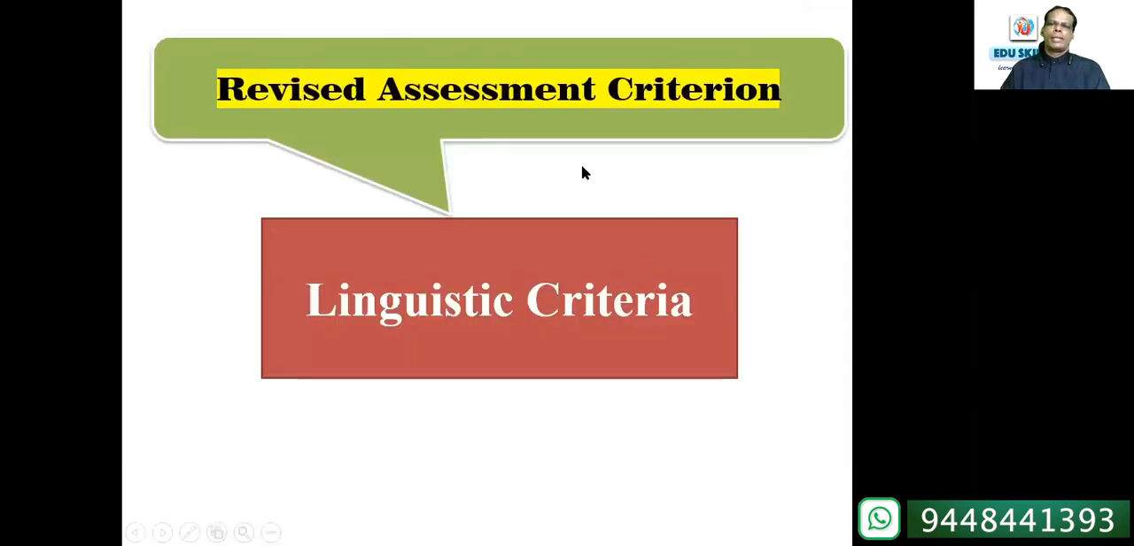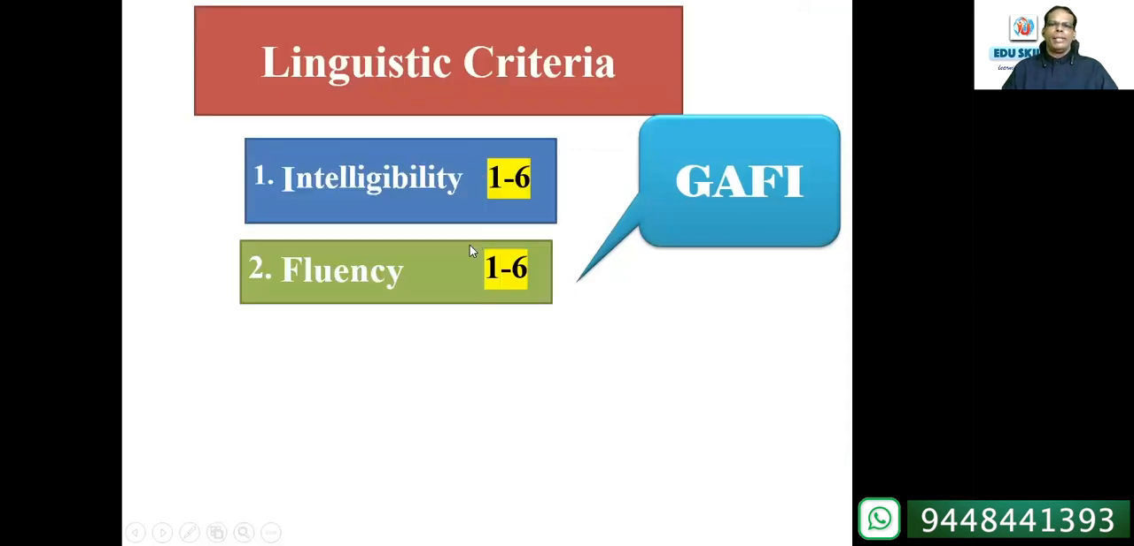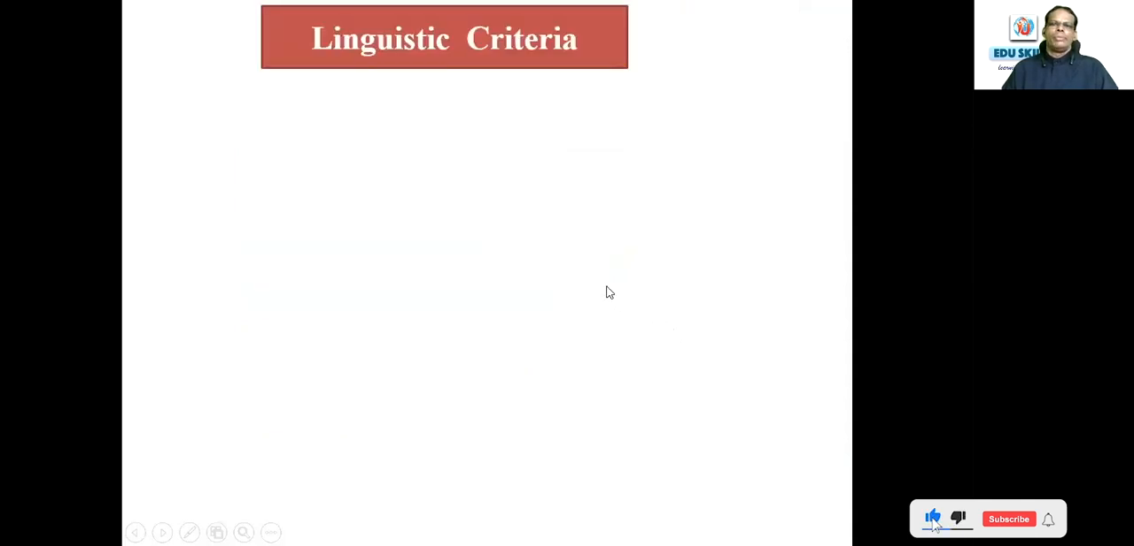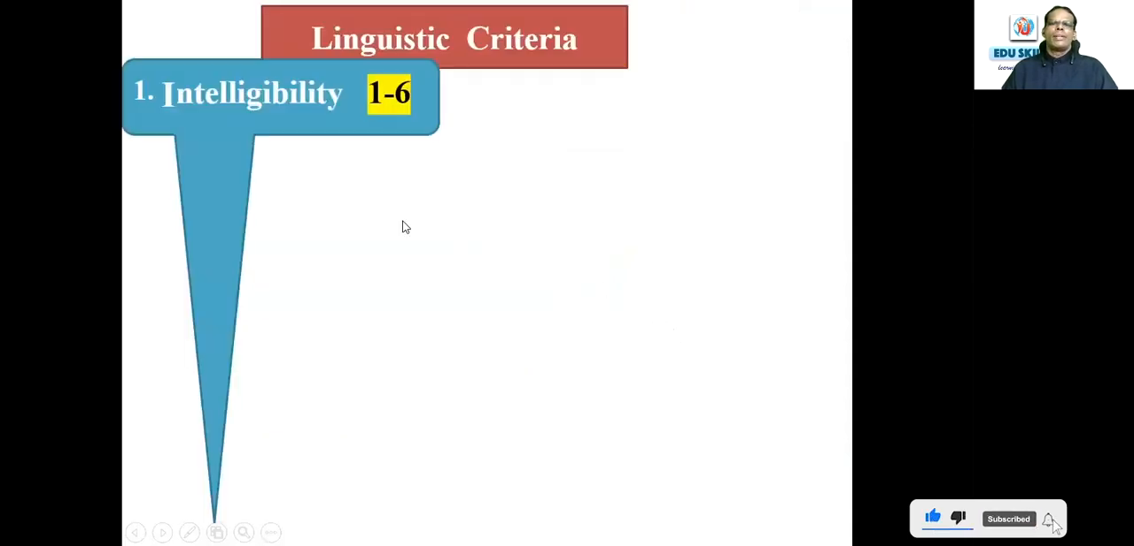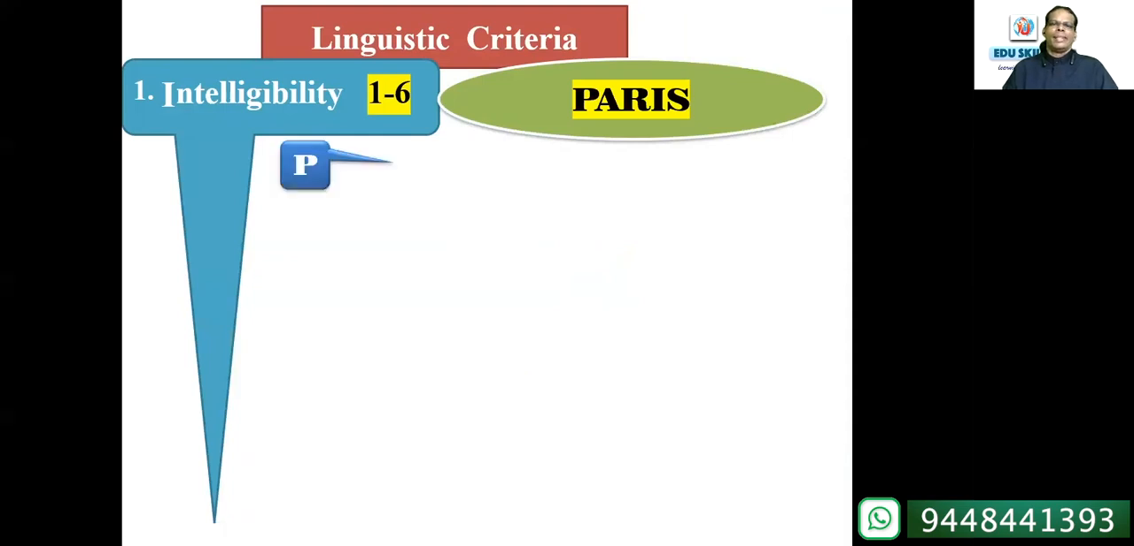Okay, so regarding the revised assessment criteria, let's have a look at what the linguistic criteria are. What do they expect from you? Intelligibility, fluency, appropriateness of language, and grammatical resource, grammar and expression, which I put as the mnemonic GAFI. So the first linguistic criterion is intelligibility. What does it mean? The acronym I have is PARIS, the 5 aspects under intelligibility that you have to consider.